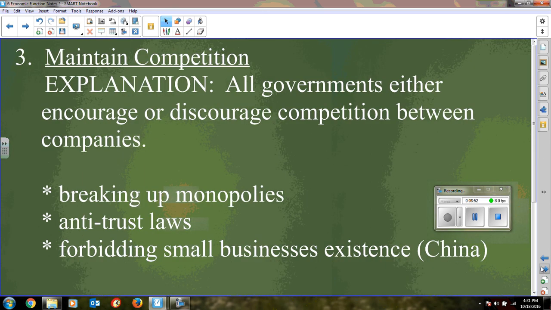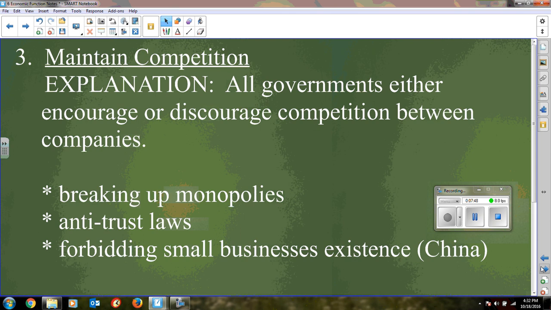Okay. The third one is to maintain competition. All governments either can encourage or discourage competition between the companies. So for example, in our country, we don't believe in the monopoly. A monopoly is when one company owns all of it. Nobody else has access to it. In the old days, yes, I'm the old woman, but in the old days, the phone company, there was only one phone company. It was AT&T. That was it. In the late 70s, the Supreme Court said that the AT&T had a monopoly on the phone and broke it up. And that's why we have so many different types of phone companies right now. There are worries that much of our media is owned by one company. And is it turning into a monopoly?